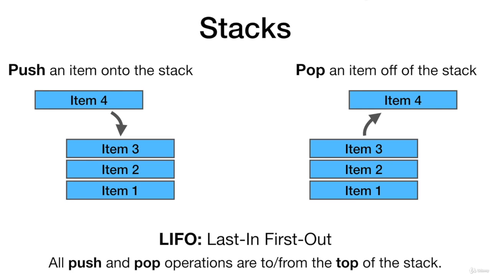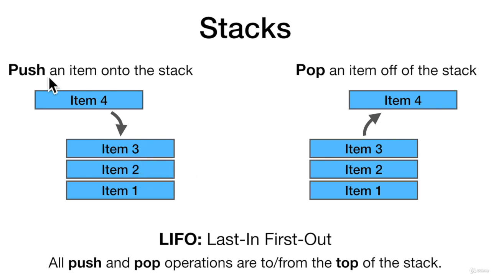A stack is a last in, first out data structure. That's called LIFO. So what that means is that all the push and pop operations are to the top of the stack. They only affect the top item on the stack. The only way to access the bottom items on the stack, like in this diagram, item 1, is to first remove all of the items above it.